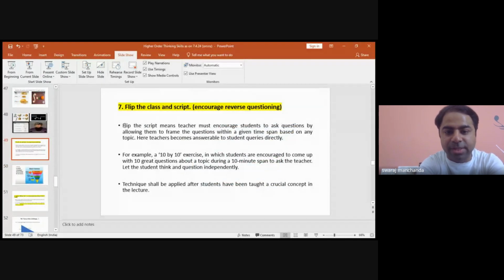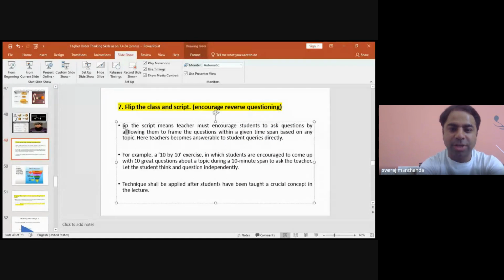Flip the class and flip the script. Generally, you ask questions and students respond. Sometimes reverse the roles. You become the student and let them become the teacher. Give them a 10 by 10 exercise: 10 minutes, 10 questions on a particular topic. You can make it a peer learning exercise. You can do it in groups. They can form groups. You can allow a specific number of groups in that class to make questions, and you can allow the rest to answer these questions if you don't want to answer.